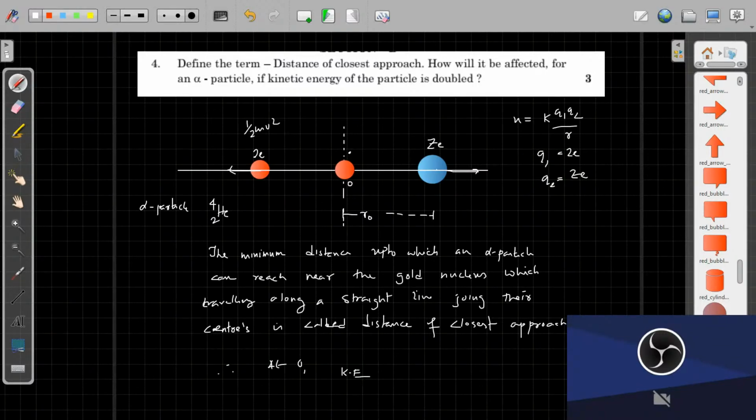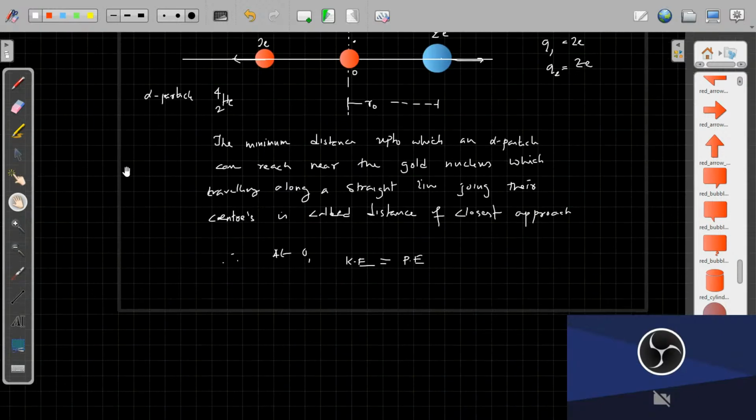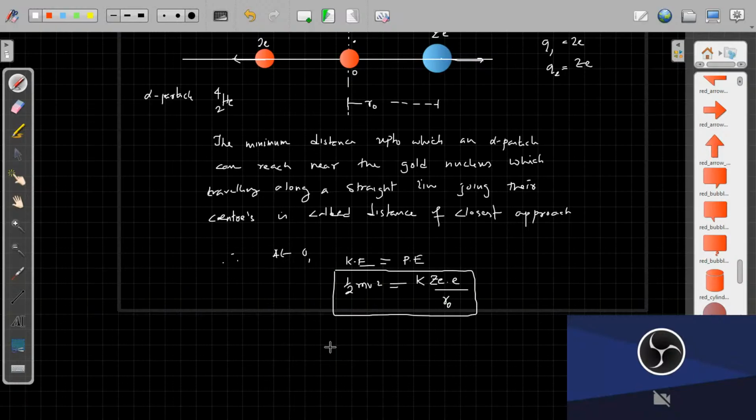Therefore, at closest approach, kinetic energy will be equal to potential energy. So you need to know this expression: half mv square is equal to K Ze into 2e by R naught. So this is the main fundamental equation regarding this. Correct? Now let us see the next part of the question.